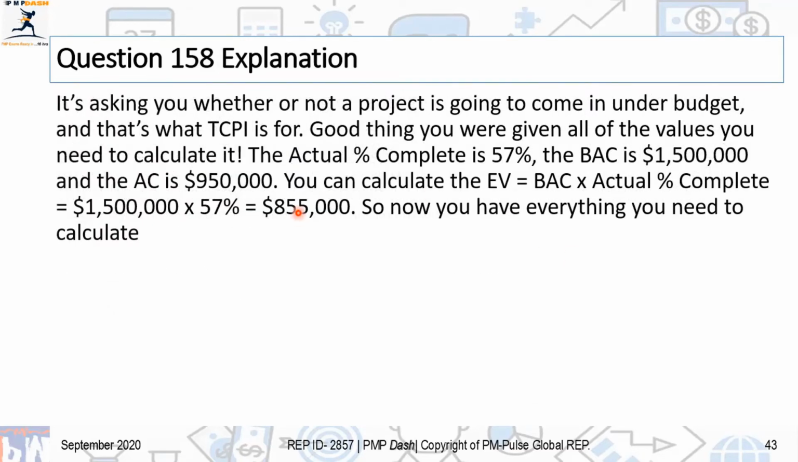And we have all the information. It is asking you whether or not a project is going to come under budget. And that's what a TCPI is for. Good thing you were given all the values. You need to calculate it. So the actual percentage complete is 57%.